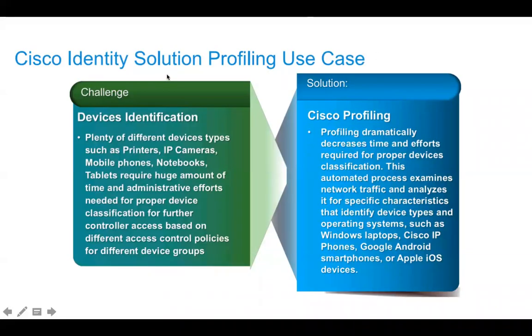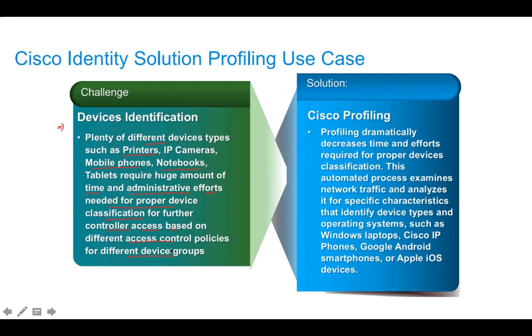Now let's talk about what is profiling. In the industry, there was a challenge. What was the challenge? Device identification. Plenty of different device types, such as printers from different companies, IP cameras again from different vendors, mobile phones, Apple, Samsung, Lenovo, Motorola, HP, notebooks from different companies, require a huge amount of time and administrative effort for proper device classification, for further controlled access based on different access control policies for different device groups.